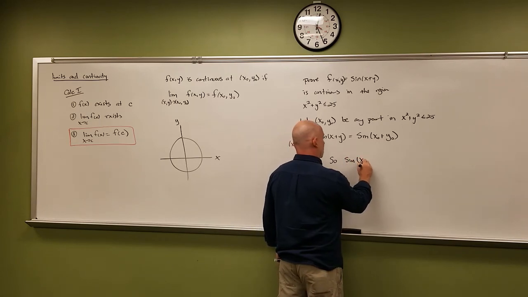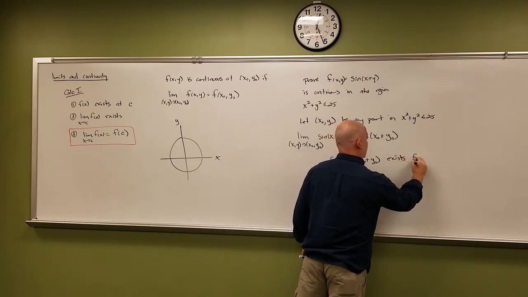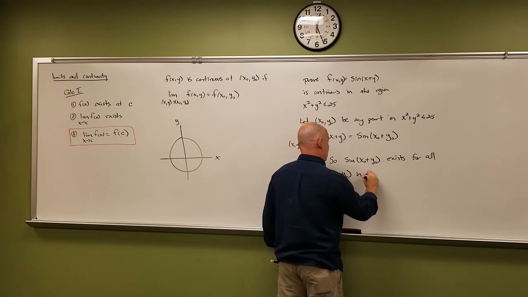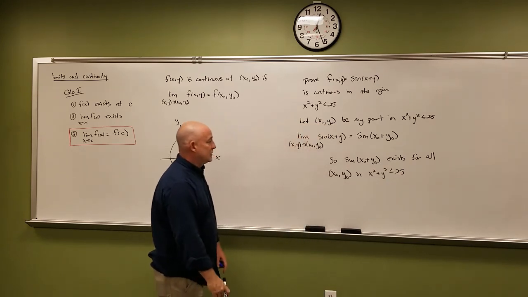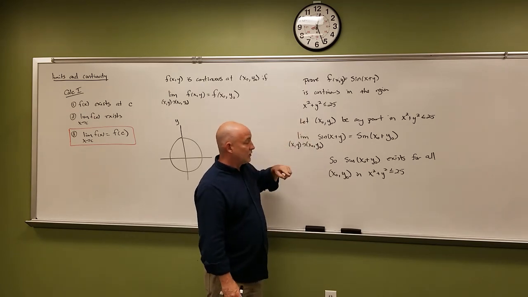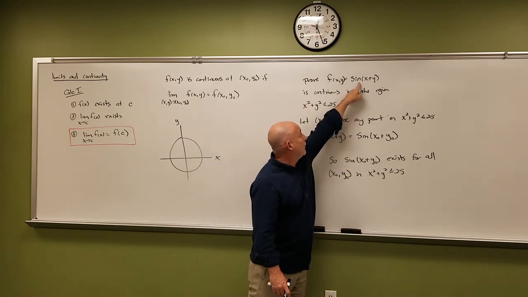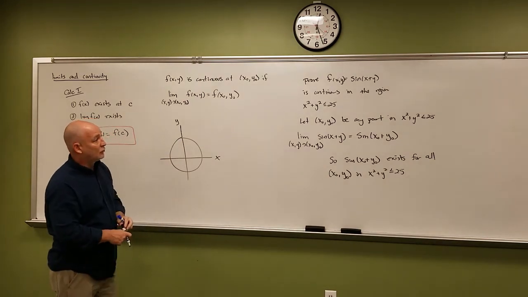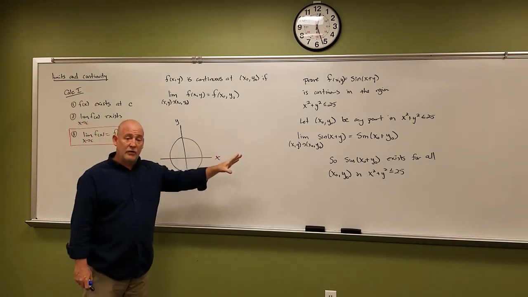So x naught plus y naught exist for all x naught, y naught and x squared plus y squared is less than or equal to 25. Good. So since that exists for all those values, then you know that it's continuous over that region. In fact, since it's continuous for any values, this function, our original function, is actually continuous for all the values in the xy plane. All right, so it's basically the same thing we saw in Calc 1. We just added an extra letter when we do it.